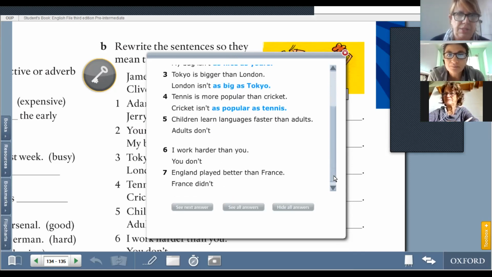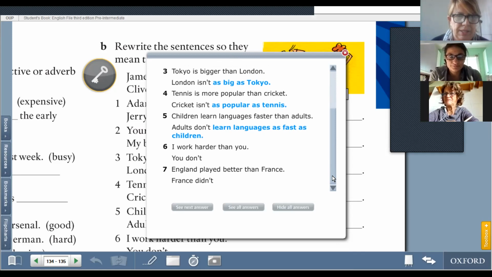Children learn languages faster than adults. Adults don't learn languages as fast as children. Perfect. I work harder than you. You don't work as hard as I. As me. You can say as I do, or as me. Okay.